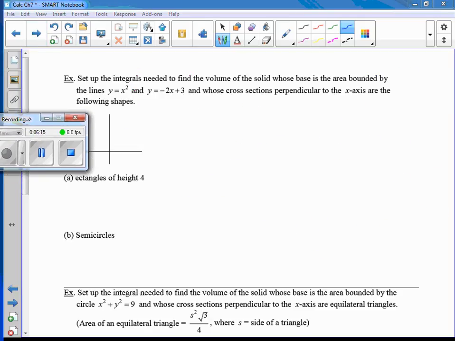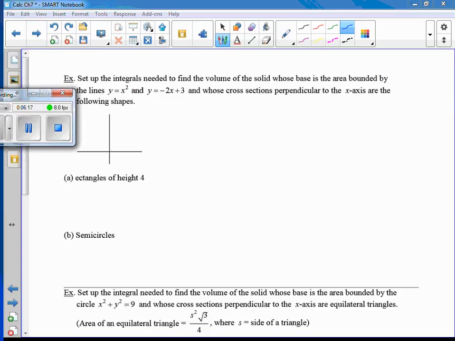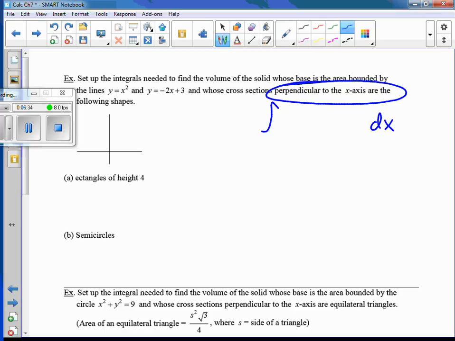Now, for our next example, it says set up the integrals needed to find the volume of the solid whose base is the area bounded by these two lines and whose cross sections are perpendicular to the x-axis. So there's our key. Perpendicular to the x-axis, that means that we're going to integrate with respect to dx. There you go. There's our first part. Now notice it says right here at the beginning, set up the integrals. So you don't actually have to integrate. You just have to set up the integrals. So let's go ahead and do our graphs.